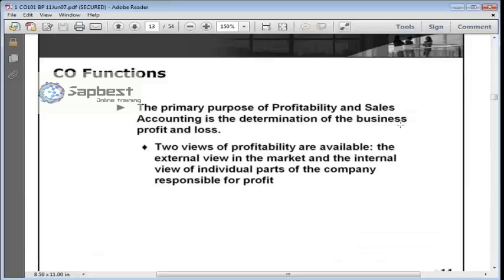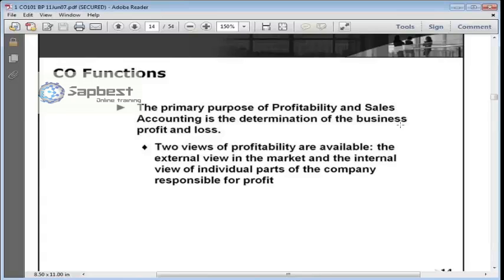Look at those examples. CO, the primary cost of profitability and sales accounting is determination of the business profit and loss. What is my profit and loss? By what? By product line, right? This is not by company code. This is not by business area. This is not by the other FI architecture, right? This is mostly for the CO, so it's by product lines.